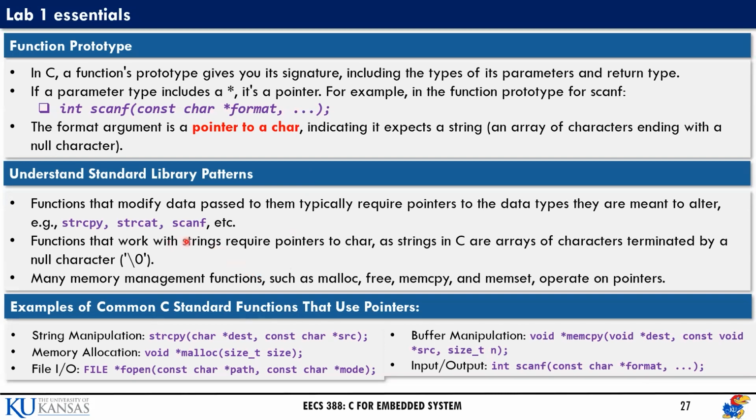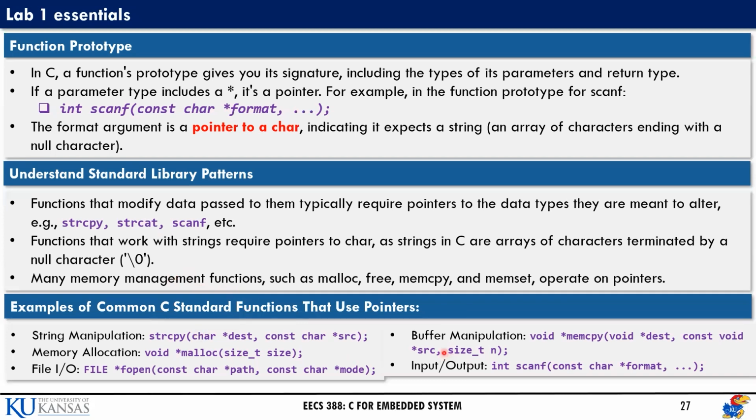Also, there are functions that modify the data passed to them, and these typically require pointers to the data types they are meant to alter. For example, string concatenation, that is strcat, requires the data as a pointer. You have to point to the location that holds that data. Many memory management functions, for example malloc, free, and memcpy, operate on pointers.